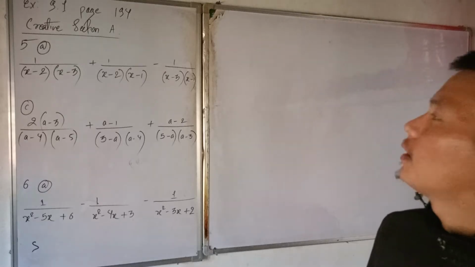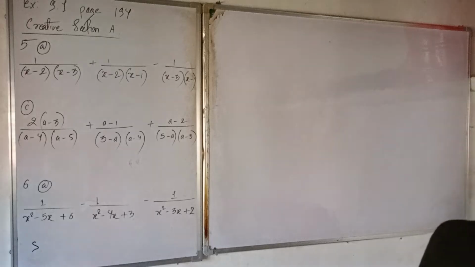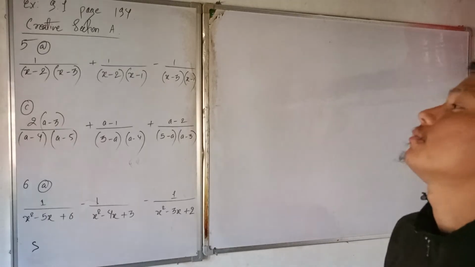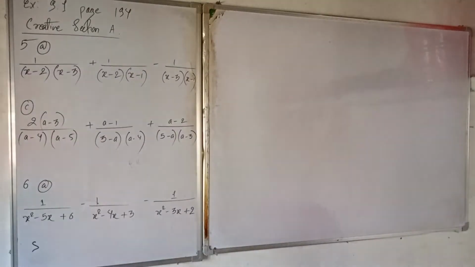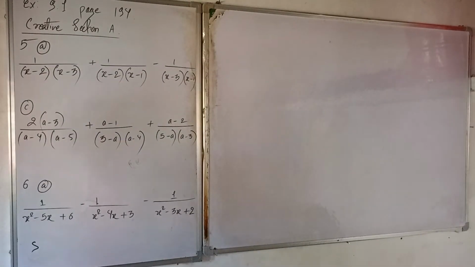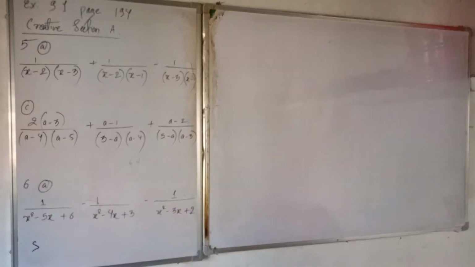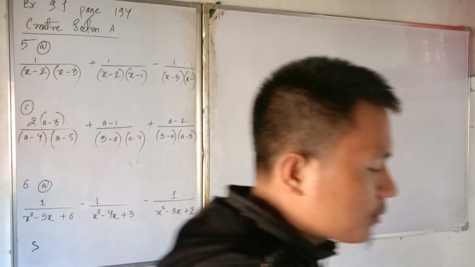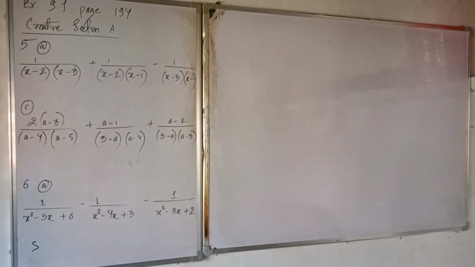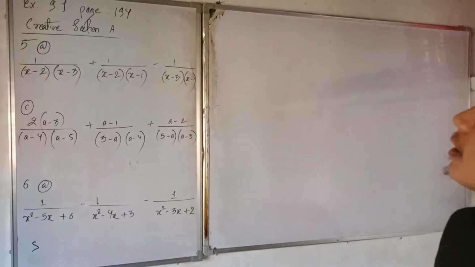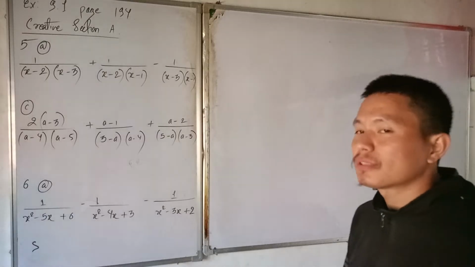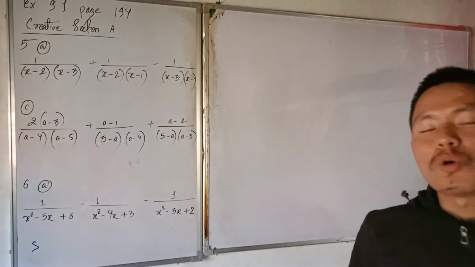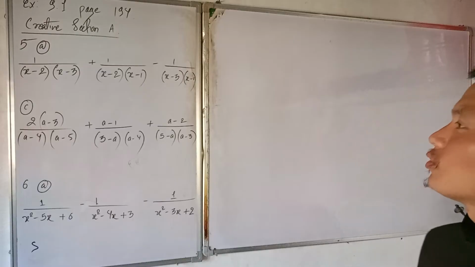Now today we are starting the creative sections, from 5 onwards. As far as possible, we'll finish all of creative section A. I'll be picking some questions as sample questions, and with the help of these sample questions you do the rest of the problems and simplifications, because you need to practice more. So let's move on to 5A.